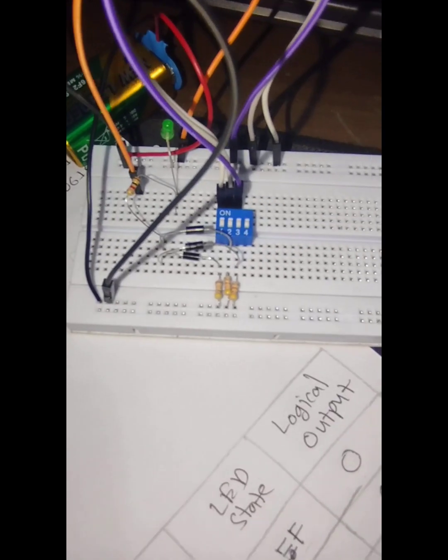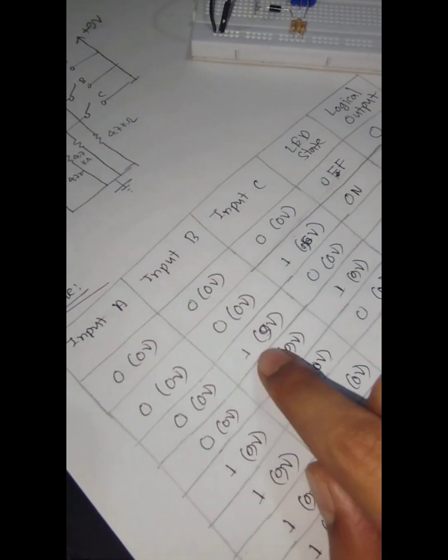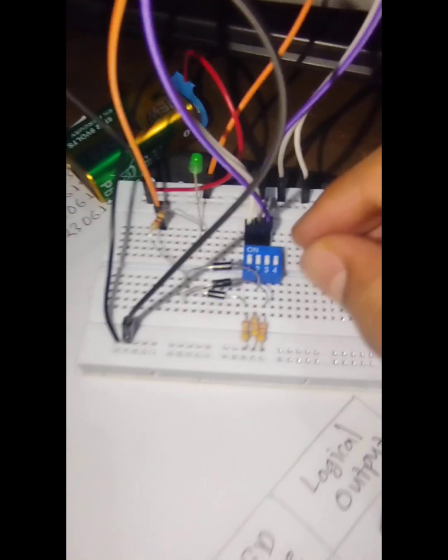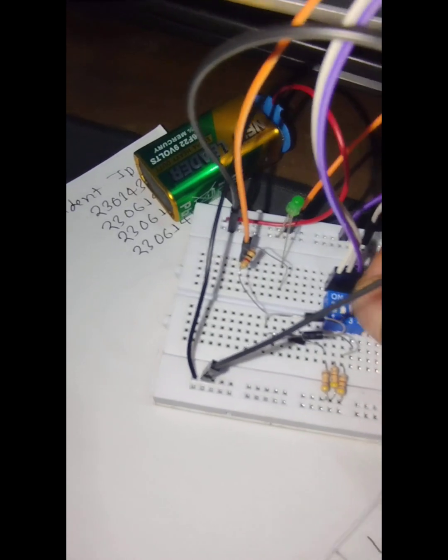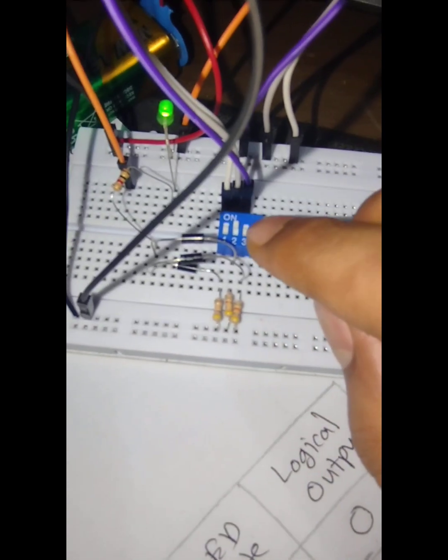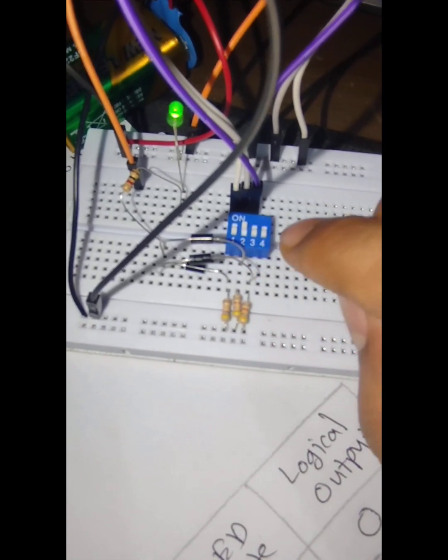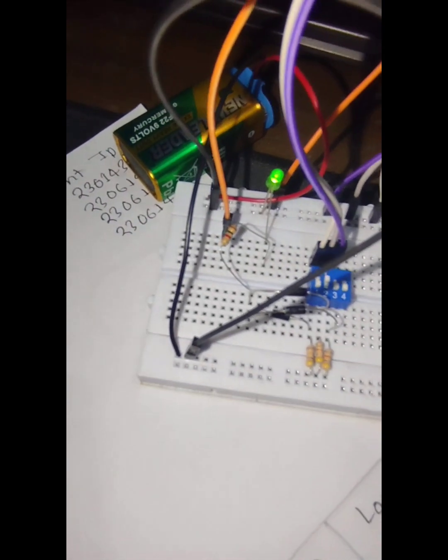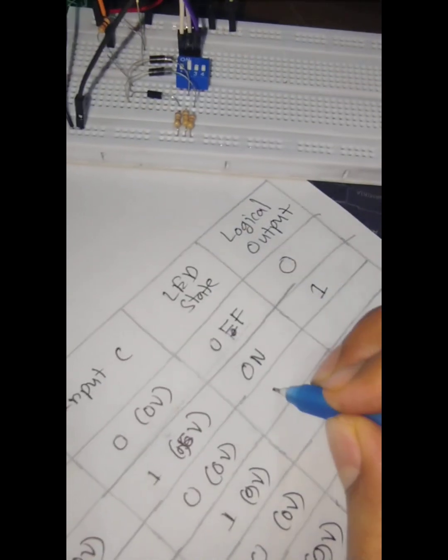So again we have turned off 3, so C is again 0, and A is 0. We have to turn on input B. So input B here is 2. So here we can see B is turned on, A and C are off, and the light is on. So LED state on, output 1.